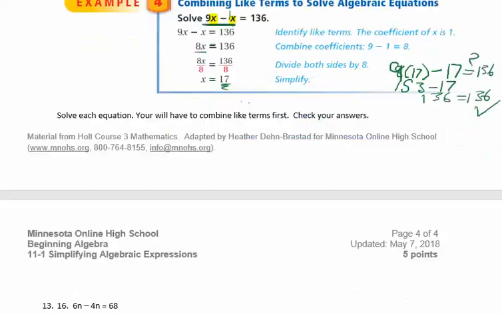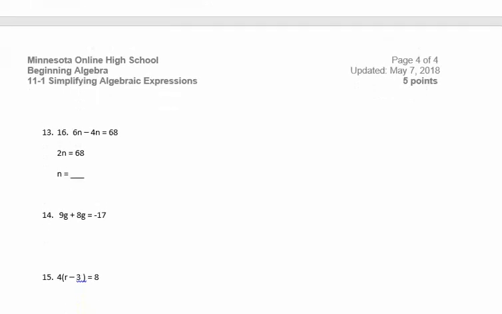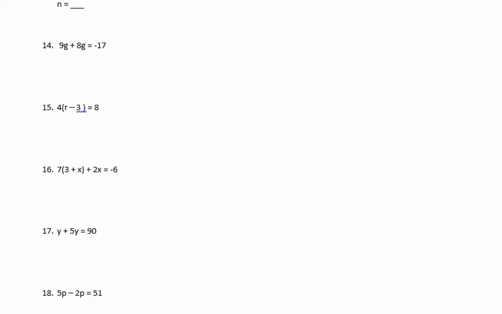So on your problems, the next batch of this worksheet, you're going to simplify, and then after you simplify, you will solve the equation. So on these ones, you'll just have to simplify one side of the equation. So number 13 has been started. We have 6n minus 4n, and those are like terms, so I would get 2n. And then you just need to divide both sides by 2 to finish this off and find what n is equal to. In number 14, you need to add 9g plus 8g together and then finish it off. So most of these will be pretty easy to solve once you simplify.